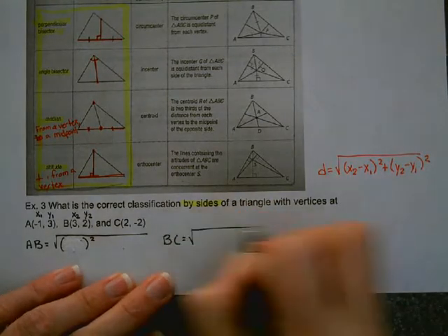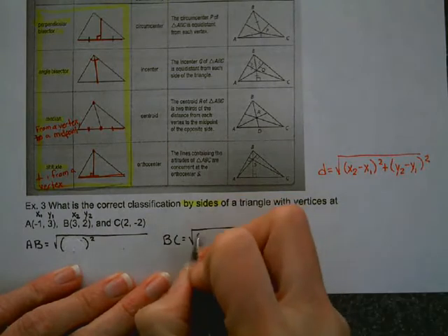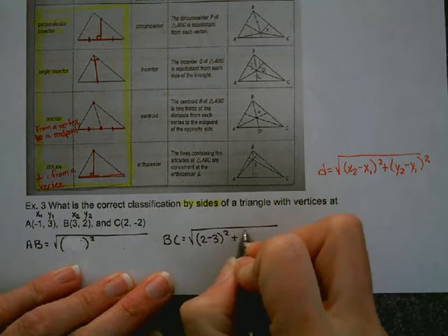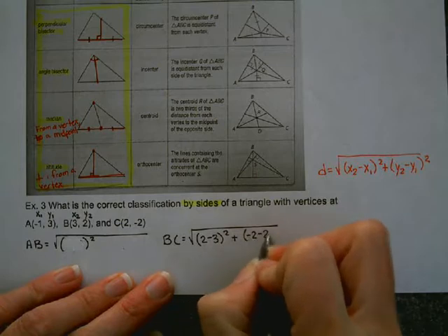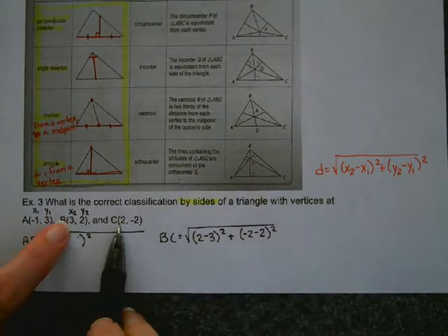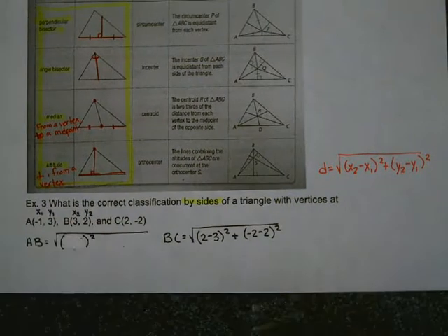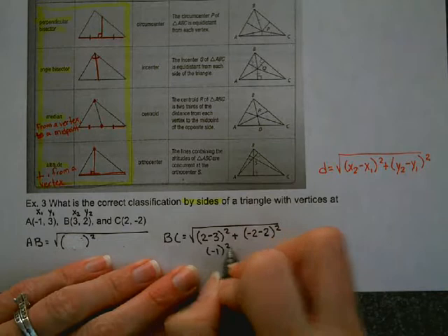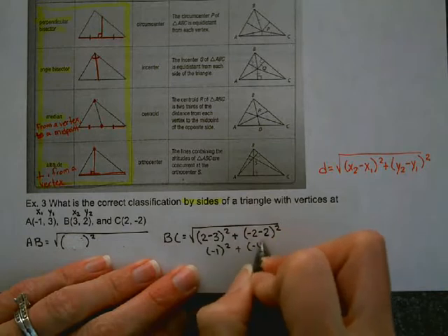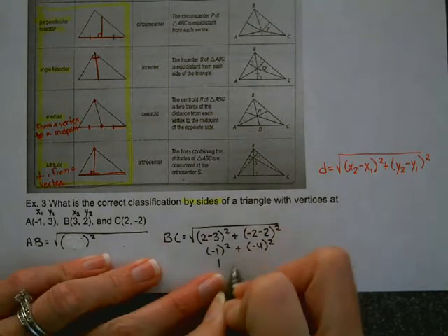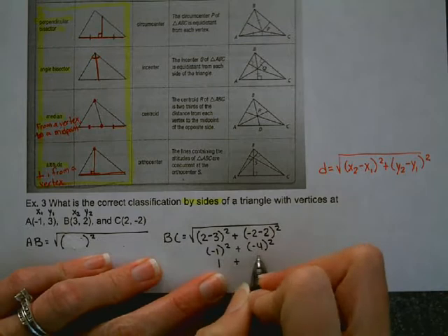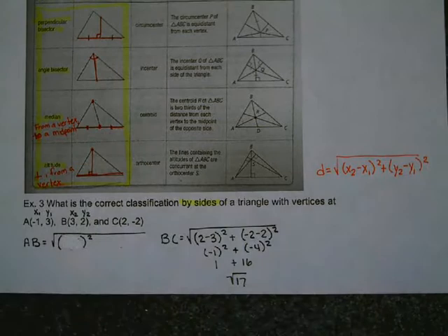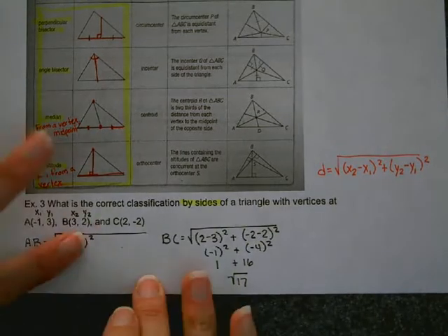Let's go ahead and do B and C next. So let's do your x's. My x value would be 2 minus 3 squared plus negative 2 minus 2 squared. Picking my x's first and then my y's. You do parentheses first, so this gives me negative 1 squared and negative 4 squared. 1 plus 16 is 17, gives me square root of 17.